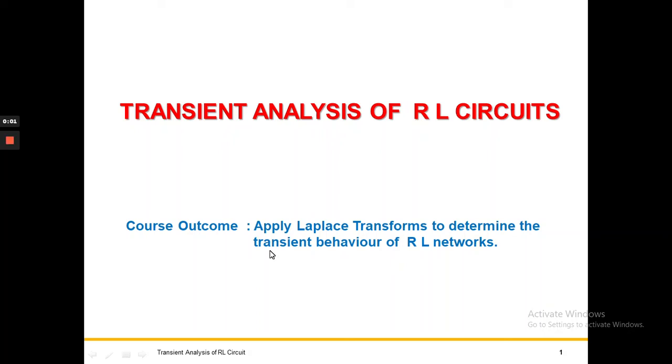Dear students, let us discuss the transient analysis of RL circuit. After this course, you will be able to apply the Laplace transform to determine the transient behavior of RL networks.